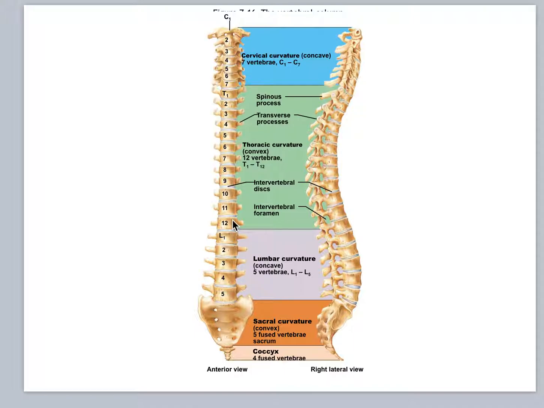The thoracic bones are numbered: C1, C2, C3, C4, C5, C6, C7, and then after that comes T1 for first thoracic, all the way to T12. Follow that by L1 for the lumbar 1, all the way to lumbar 5. And the sacrum is just considered one bone because all these are fused, so it acts as if it's one bone, and the coccyx acts as if it's one bone as well.